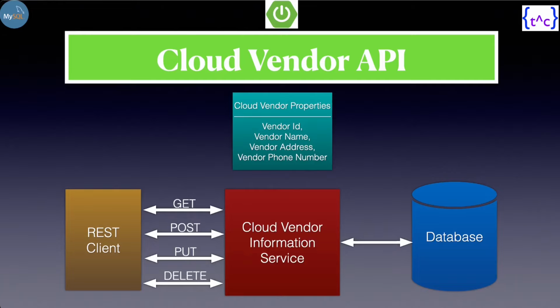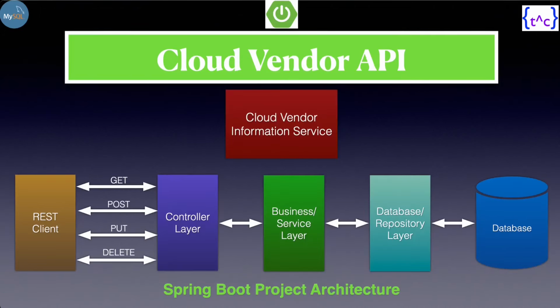Now I will further elaborate on what layers will go in the Cloud Vendor Information Service. Here it is. In Cloud Vendor Information Service, we will be majorly building 3 layers: controller layer, business or service layer, and database repository layer. In simple terms, we also call it a Spring Boot project architecture. That is a typical architecture you will see while building REST APIs with the help of Spring Boot. That's how the layers will typically be divided.